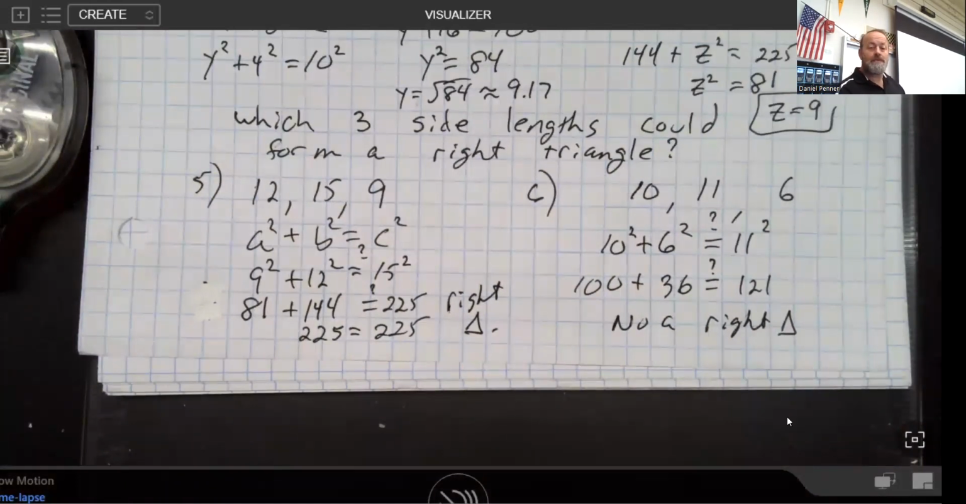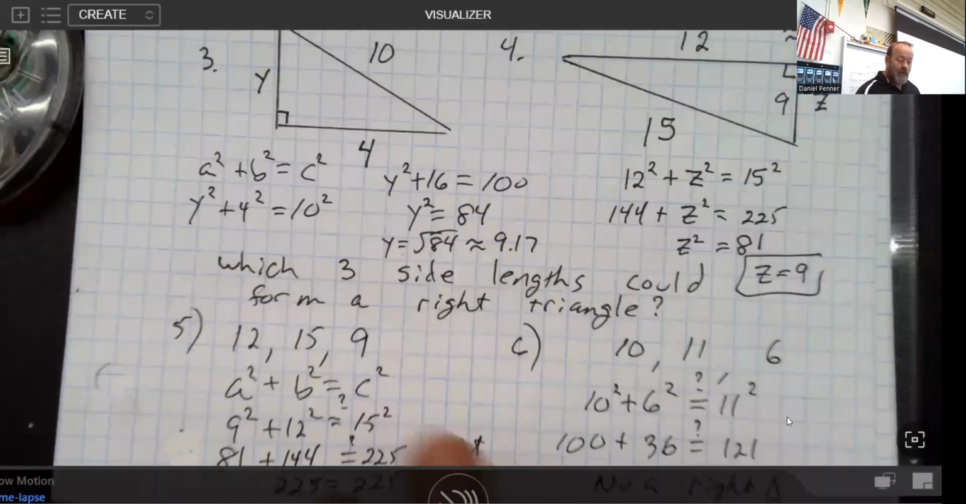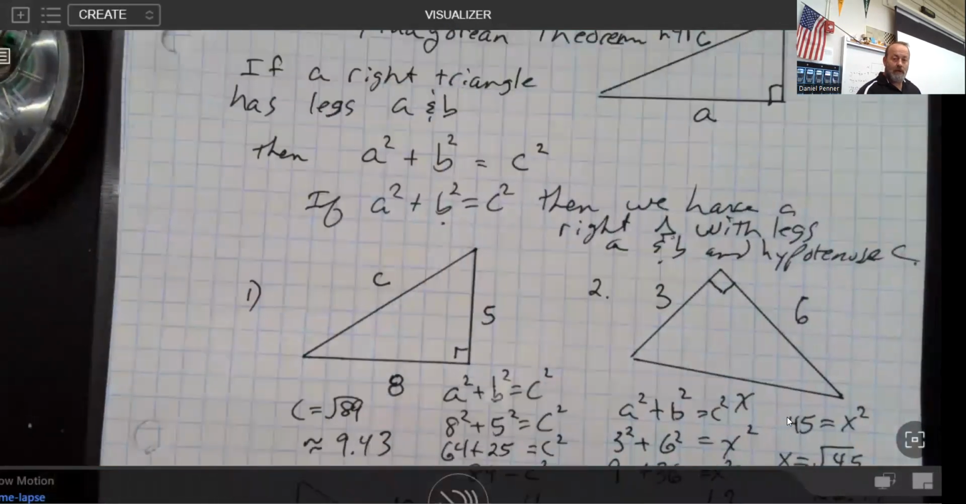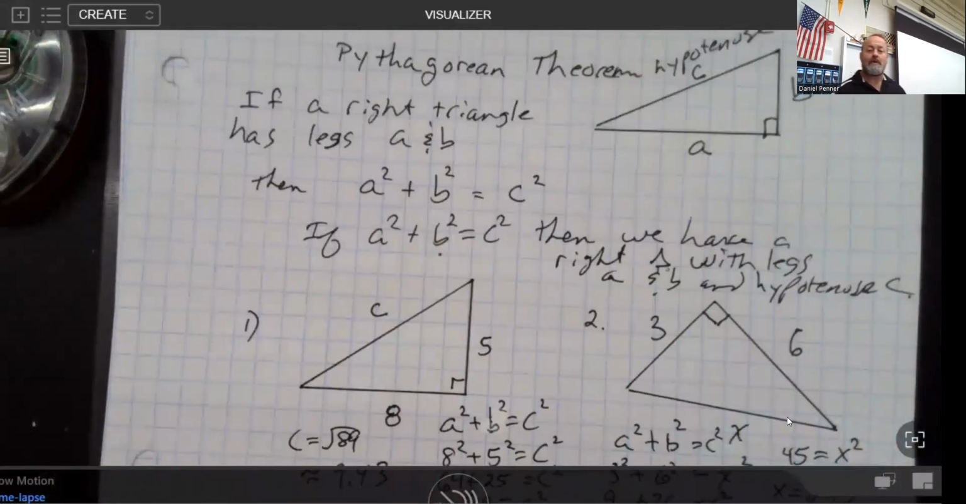All right, hopefully that helps studying the Pythagorean theorem. Remember, as always, leg squared plus leg squared equals hypotenuse squared.